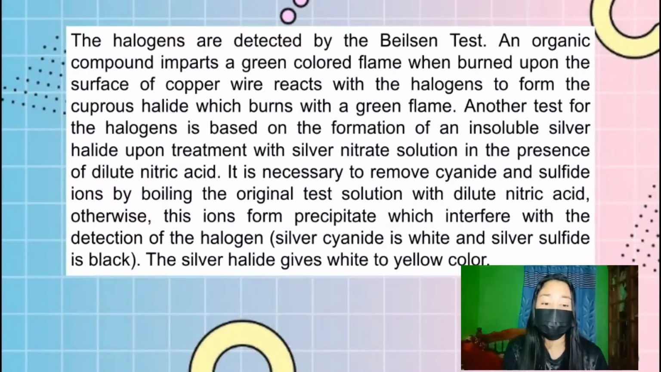It is necessary to remove cyanide and sulfide ions by boiling the original test solution with dilute nitric acid. Otherwise, these ions form precipitates which interfere with the detection of the halogen. Silver cyanide is white and silver sulfide is black. The silver halide gives a white to yellow color.